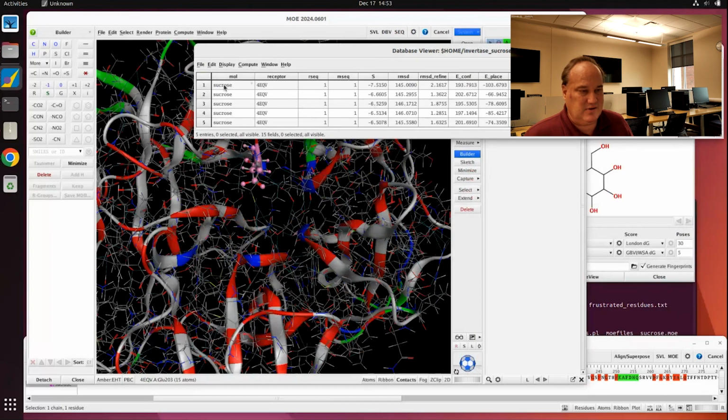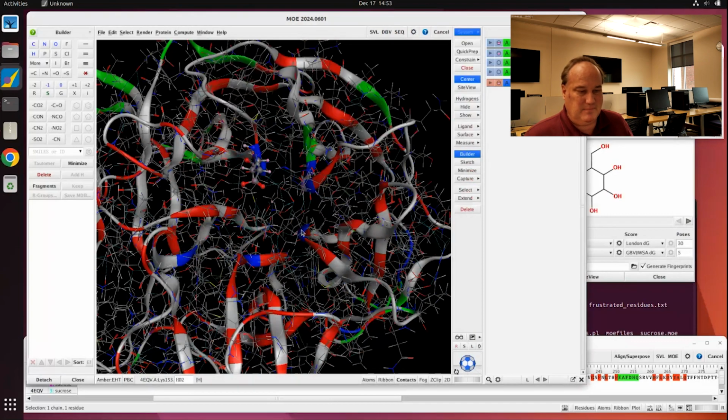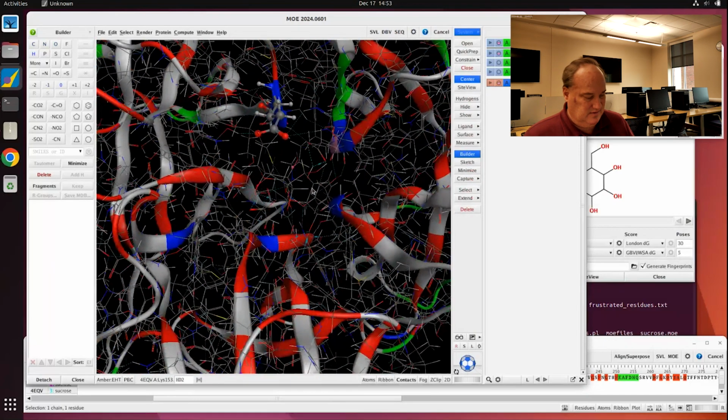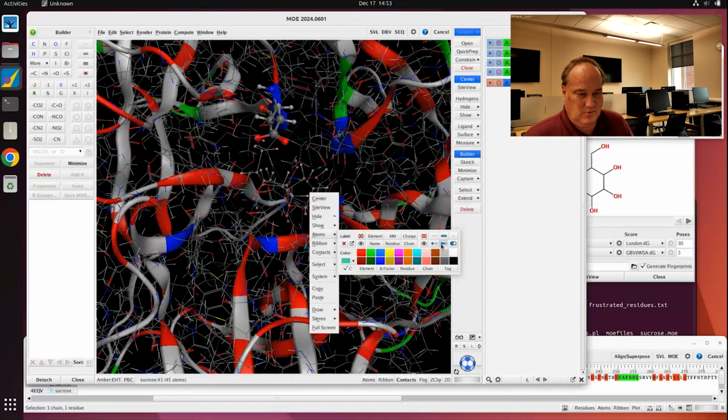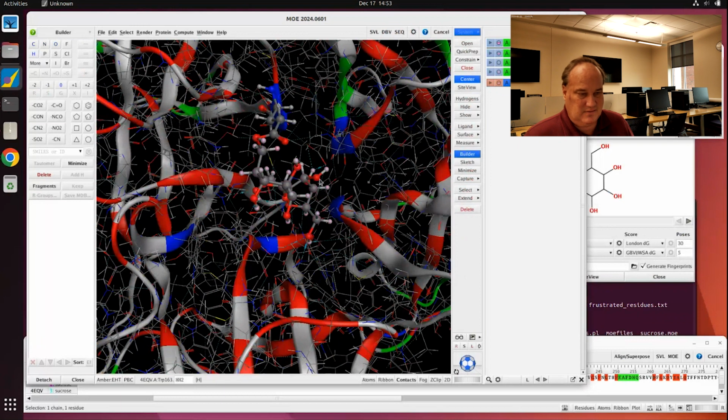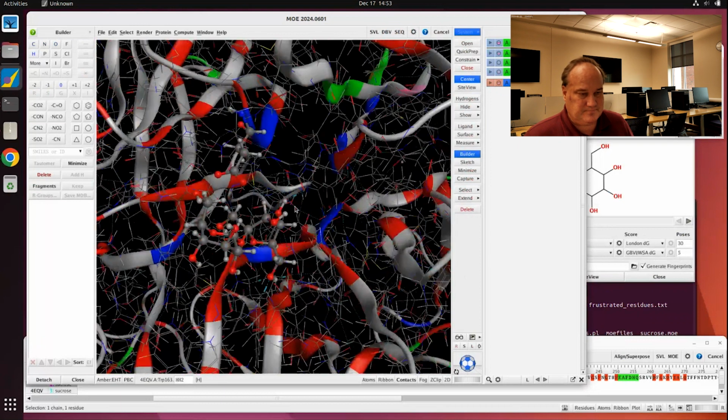To load this, all I do is right-click on sucrose number 1, send to MOE. Definitely don't want to clear the system, because then it'll put the sucrose in there and clear the protein. We don't want that. So here's our sucrose. It's kind of hard to see with a lot of other atoms in there, so let's double-click on the atoms. We can make this a little more visible here.